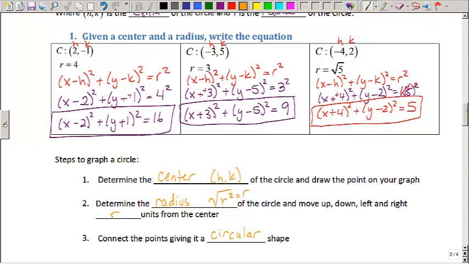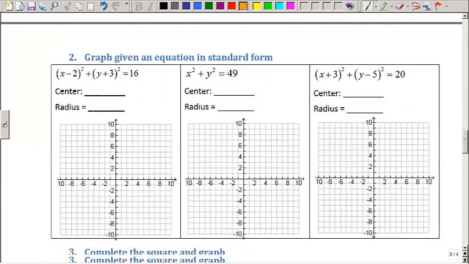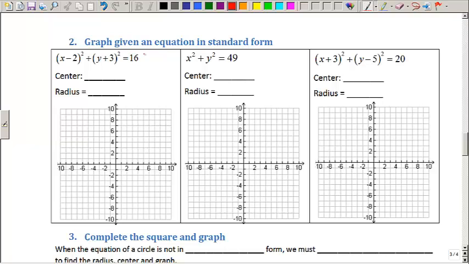So let's practice this. The next set of problems says graph given an equation in standard form. I'm asked to get the center, the radius, and give me the picture. I'm going to rewrite my equation in standard form, just so it's a little bit closer here.